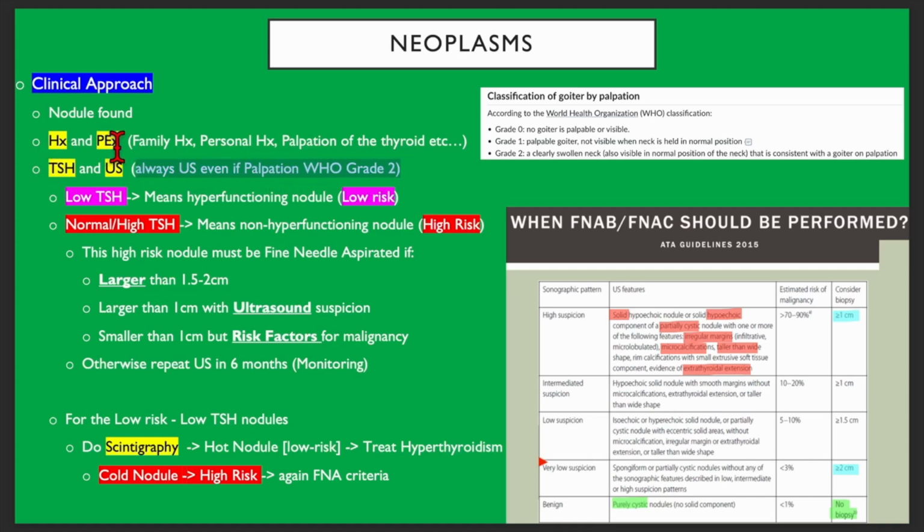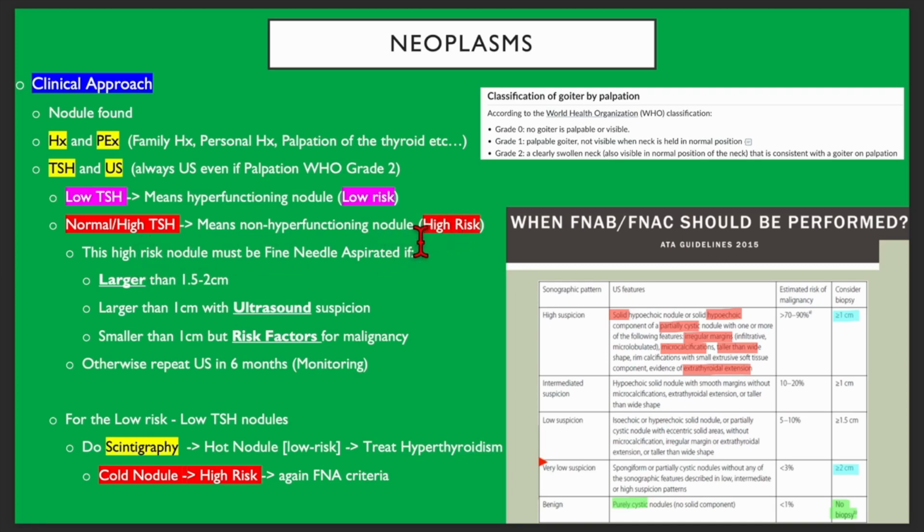Do your TSH, ultrasound. Low TSH means low risk because the nodule is functioning and the TSH is lower. So the feedback loop is lower because the tumors don't make thyroid hormone. The tumors are just tumors. If it's normal or high TSH, it means that the nodule is not functioning, and this is a high risk one.